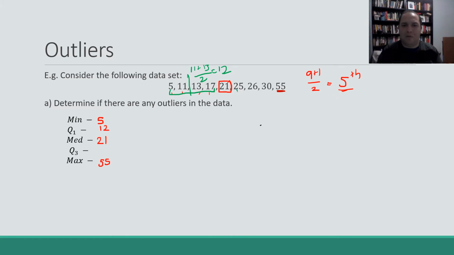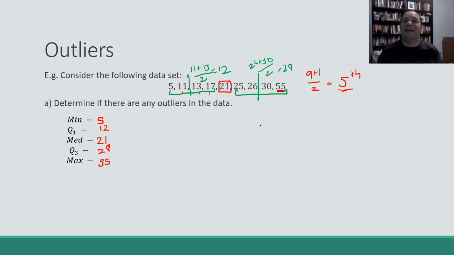Similarly, for our upper quartile, we've got 4 numbers. Our median will be smack bang in the middle of 26 and 30, 2 numbers either side. And then that average will be 26 plus 30 over 2, which will be 28, or halfway between 26 and 30, well, that is just 28.